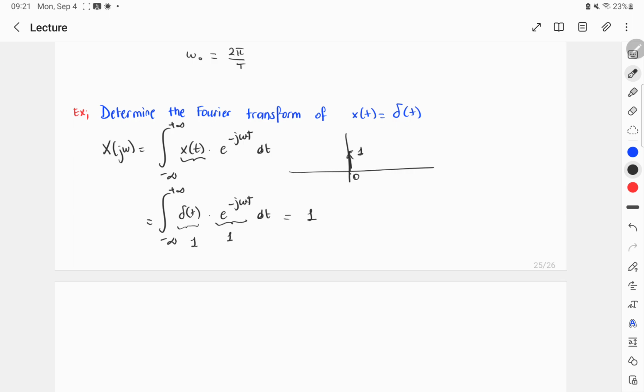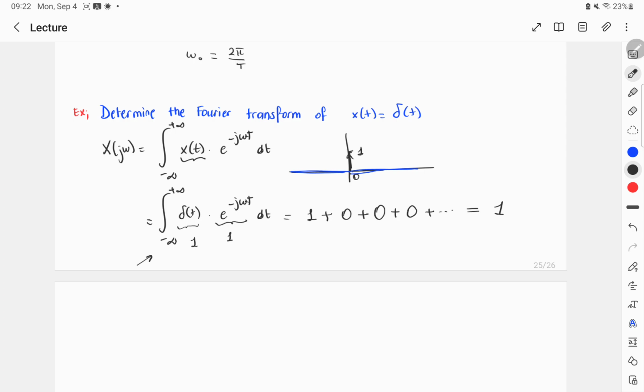But in the integral, it says to sum up all the values from negative infinity to positive infinity, right? Which means we will add up also the other values. However, as the delta function will equal 0 in other values, anything multiplied with 0 will give us 0. So we will basically sum up all the zeros in here. Eventually, our answer will be 1.